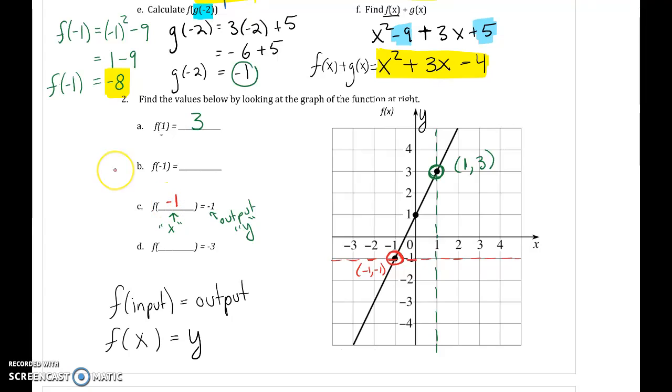Try B and D on your own. Pause the video, and we'll check back in a moment to check your work. All right, for B, a function of f with an input of -1 gave me an output of -1. That's the point right here in orange. For D, a function of f with an input of -2 gave me an output of -3, and that's the point right here in green. So again, I'm drawing those dashed lines, zooming in on the place where they intersect, and filling in the output or the input accordingly.